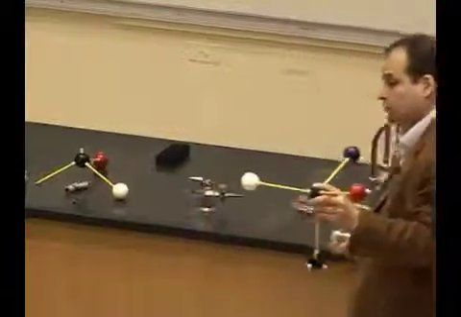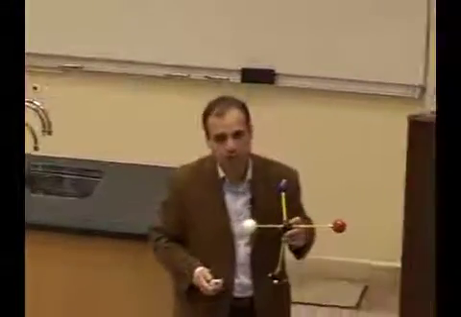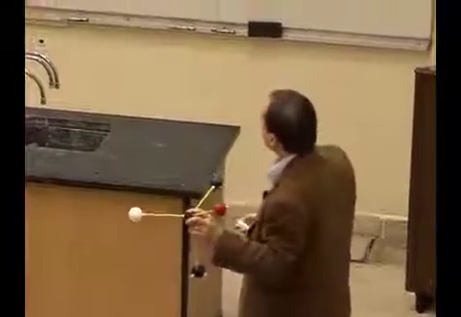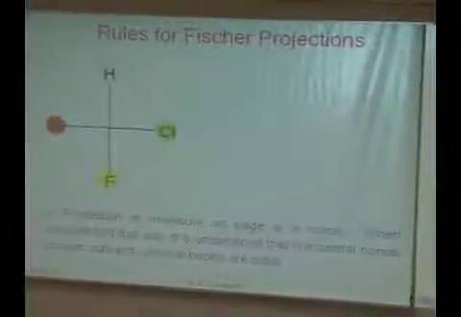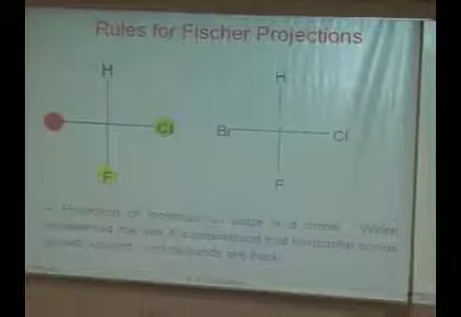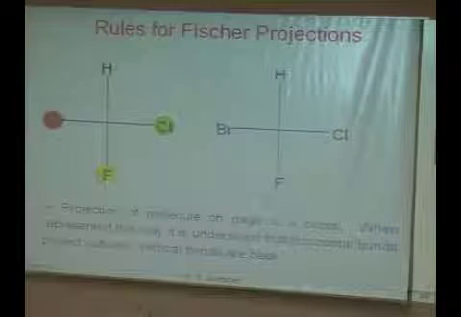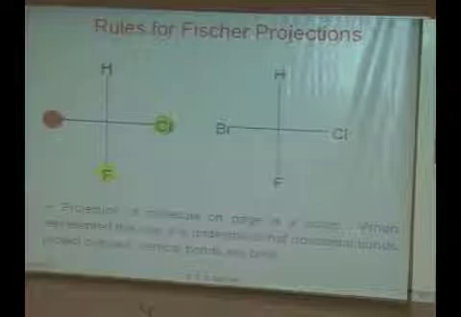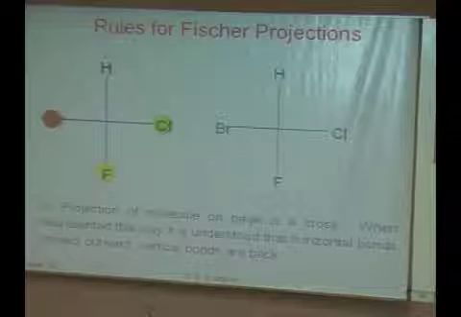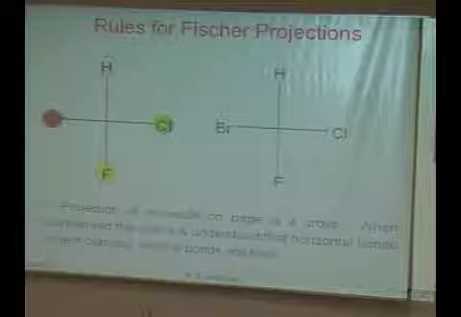In a Fischer projection, after you orient the molecule so that the horizontal bonds are towards you and the vertical bonds are away from you, you take a projection on the plane, and that will be a cross. When you have this cross, you need to know that the horizontal bonds are towards you and the vertical bonds are away from you.